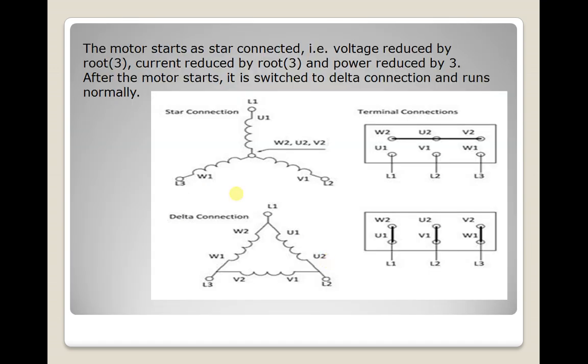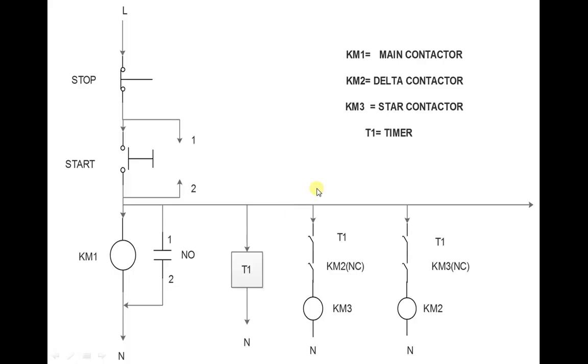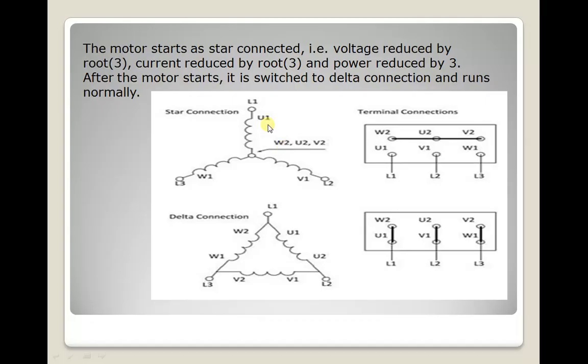As you can see in the picture, this is the star connection. This is my L1, this is L2, and this is L3. So when I supply my three phase to this, as you can see, there are L1 and L2, and in between there is a common point. That means if I calculate the impedance between L1 and L2, it is more than in the delta, because as you can see, there is a single coil in one and double coils in the other, so the impedance is increased. That's why the torque is decreased.